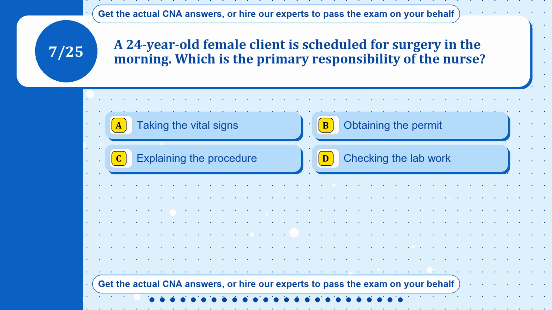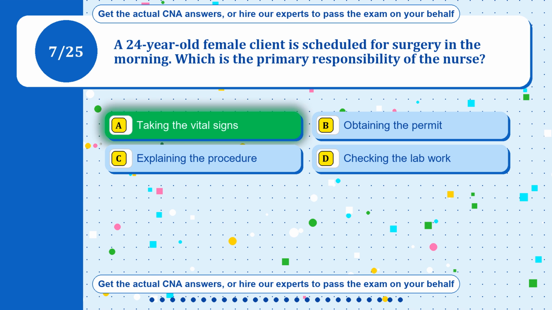Question 7. A 24-year-old female client is scheduled for surgery in the morning. Which is the primary responsibility of the nurse? Option A, taking the vital signs. Option B, obtaining the permit. Option C, explaining the procedure. Option D, checking the lab work. The correct answer is option A, taking the vital signs.